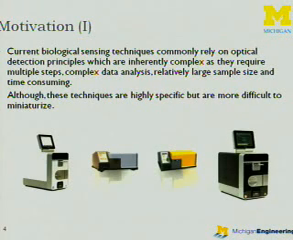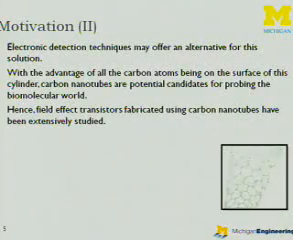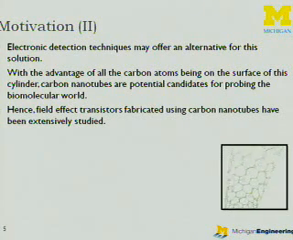Moving on to the motivation of my research, current biological sensing techniques commonly rely on optical detection principles, which are inherently complex, as they require multiple steps, complex data analysis, relatively large sample size, and are time-consuming. We understand that these techniques are highly specific and sensitive, but it's more difficult to miniaturize them. Hence, we came up with electronic detection techniques, such as field effect transistors fabricated using carbon nanotubes, as an alternative solution. With all the carbon atoms being on the surface, the carbon nanotube has become a potential candidate to probe the biomolecular world.